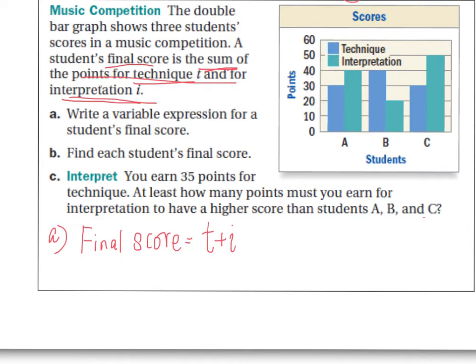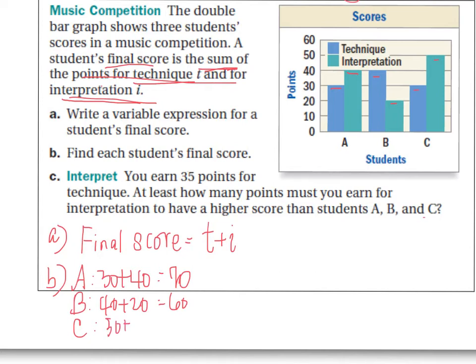Part B, find each student's final scores. Okay, let's look at A, 30 and 40 gives you 70. B, you have 40 plus 20, 60. C, you have 30 plus 50. That will give you 80.